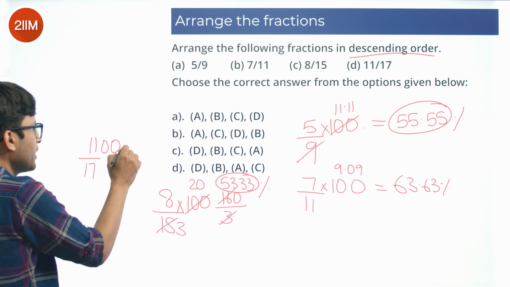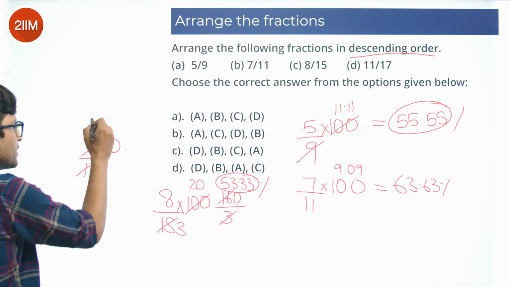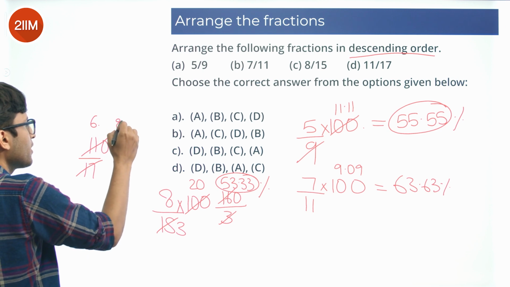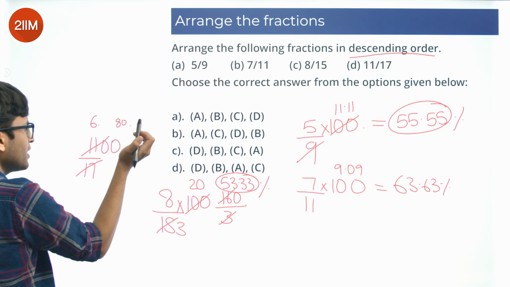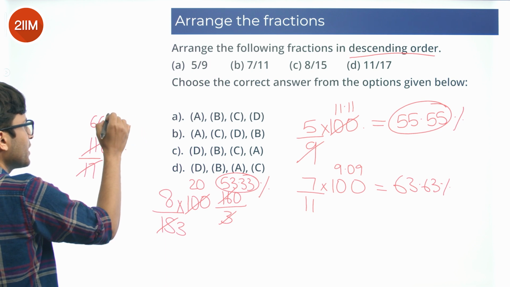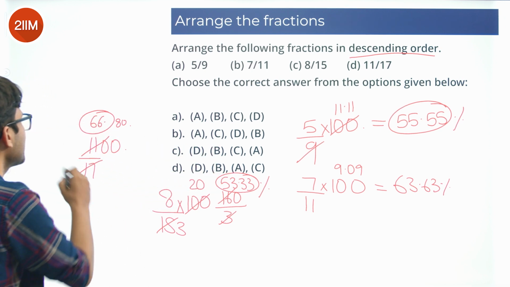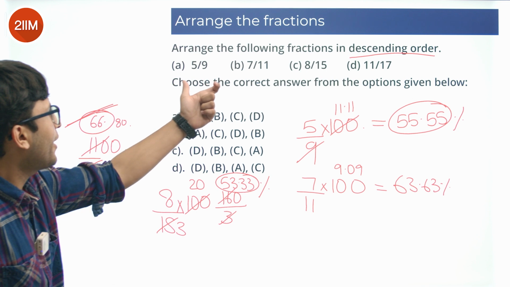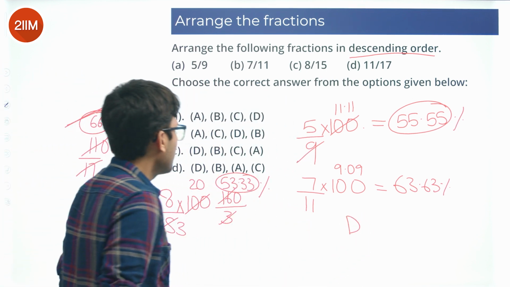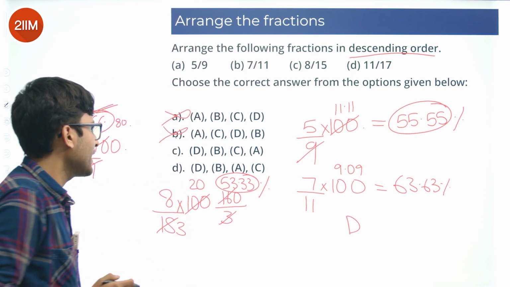11 by 17 into 100, this I need to find out. So 17 sixes are 102, so 80, 80, so I would be getting 66 point something. There is no other 66, so this is the maximum value. I have to arrange them in descending order, so it would be D first. So the option should be starting with D. So the first two options directly get eliminated.